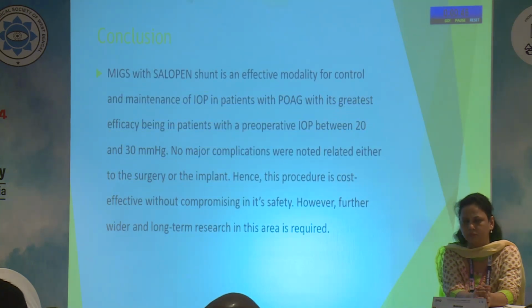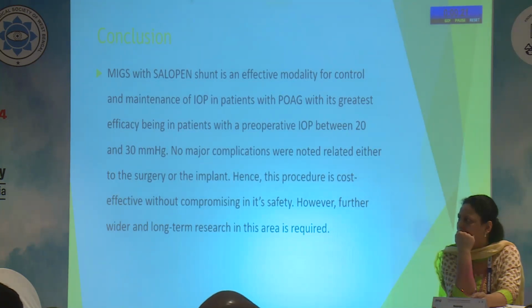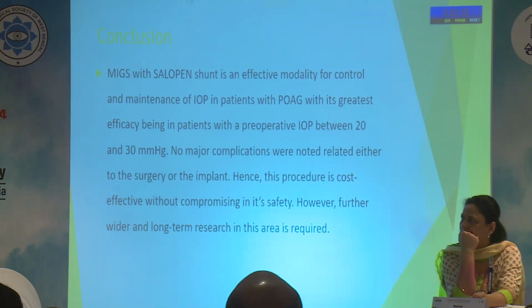So all in all, in conclusion, we can say that microincision glaucoma surgery with Salopin shunt is a very effective modality for control and maintenance of IOP in patients with primary open angle glaucoma, and its greatest efficacy is in the range of 20 to 30 millimeters of mercury. No major complications were reported other than failure of filtration, and even the patients who had failure of filtration were given anti-glaucoma medications and then IOP was controlled in them. So this procedure is very cost effective and very safe as a newer modality of glaucoma implant surgery.